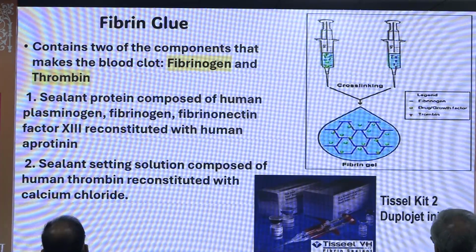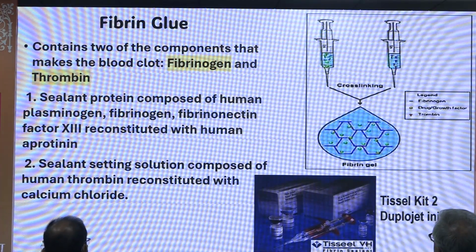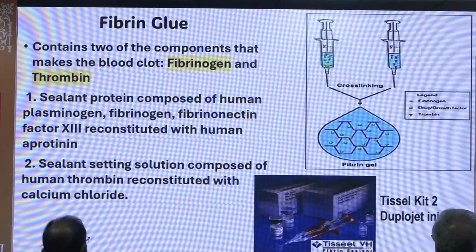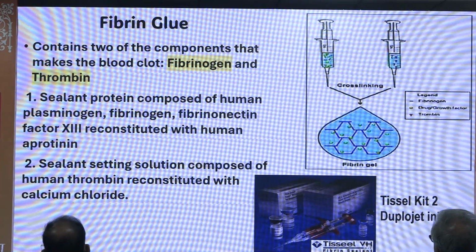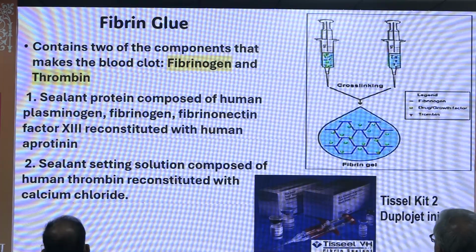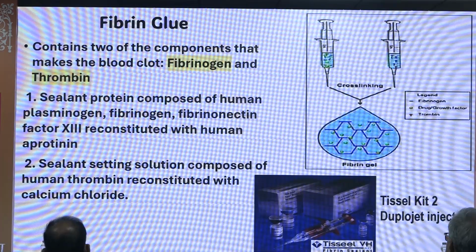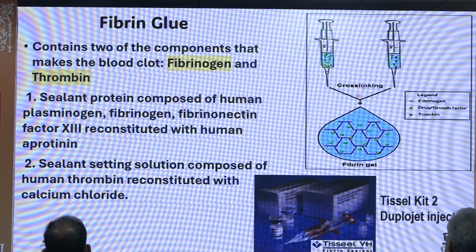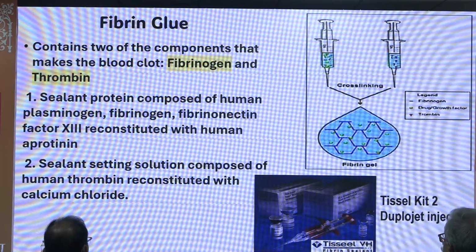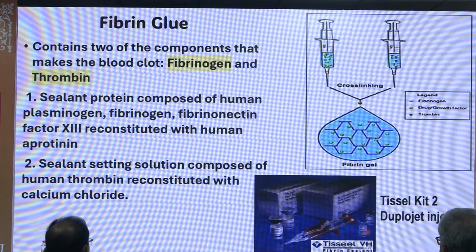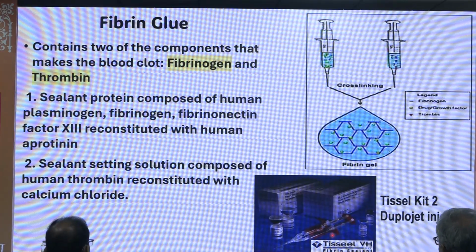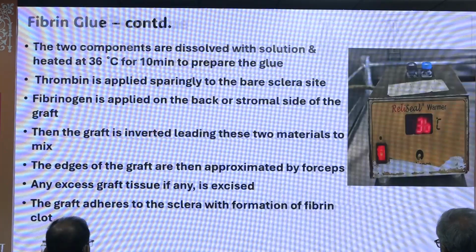Next, coming to the glue. It contains two components, the fibrinogen and thrombin. First is the sealant protein, which is composed of human plasminogen, fibronectin, factor VIII, which is reconstituted with aprotinin, and the sealer setting solution, which is composed of human thrombin constituted with calcium chloride. When both are mixed, there is cross-linking, and that gives the adhesive property. It is also available as Duploject, with both things together in the same syringe.